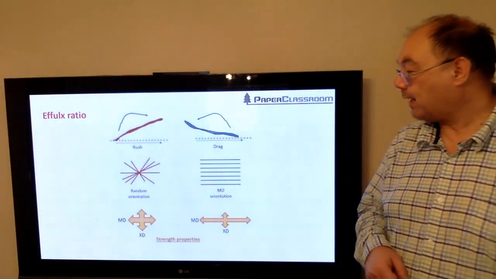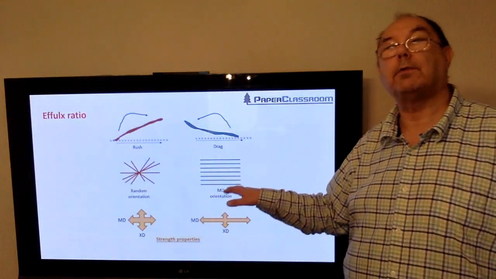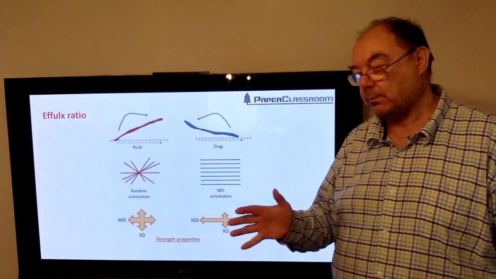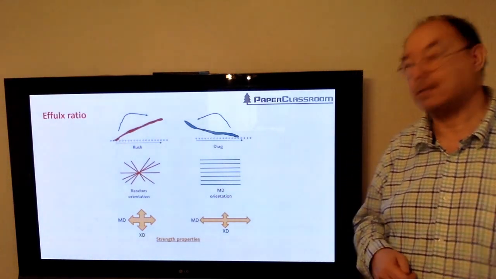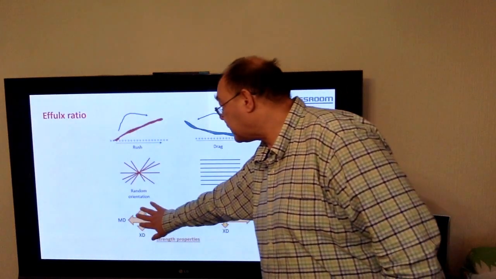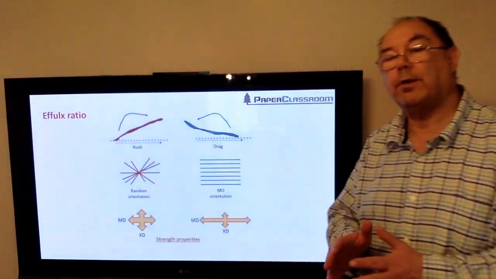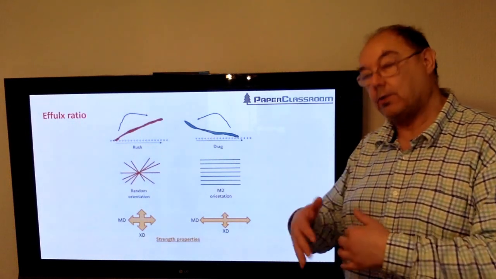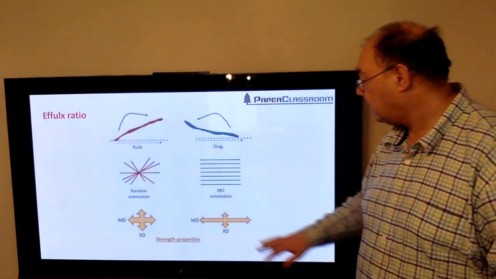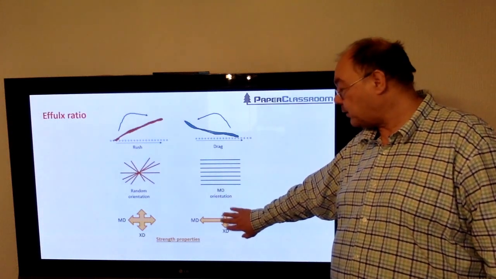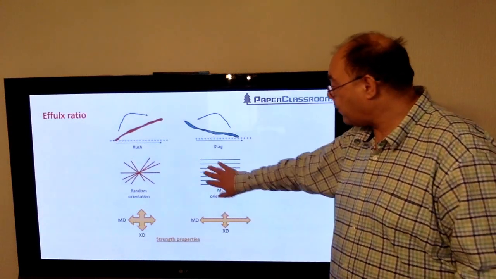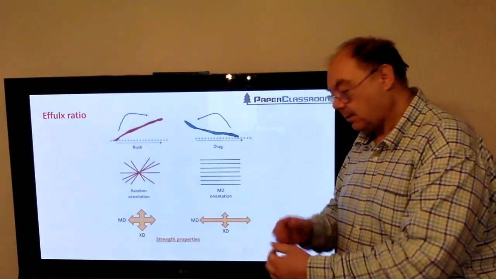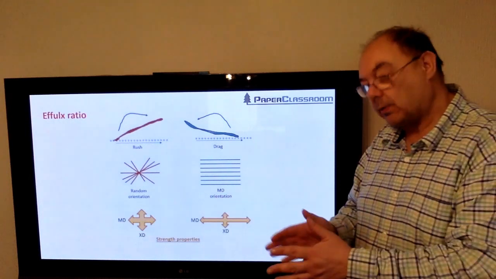Fibre orientation will have other effects other than simple strength measurements. If you think about sheet dimensional stability, for example, if this gets moist, then all the fibres will expand. So it will expand equally in the cross direction as it will in the machine direction. If this sheet gets moist, because all the fibres are aligned in the machine direction and it's only the diameters that get bigger, the sheet won't get very much longer, but it will get quite a bit wider.